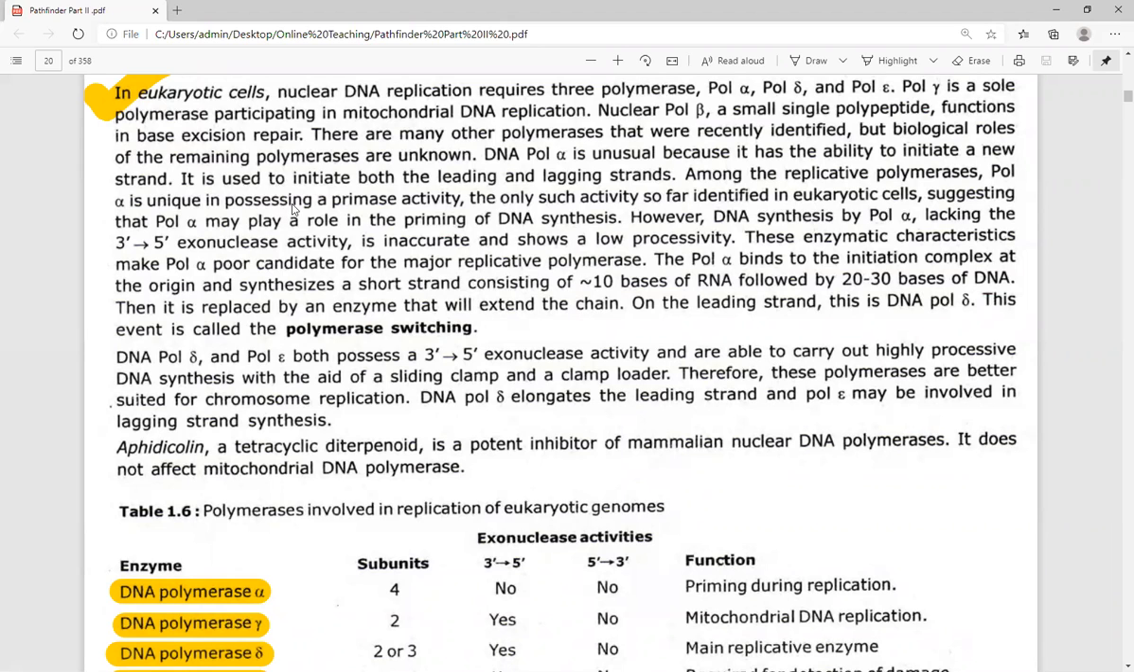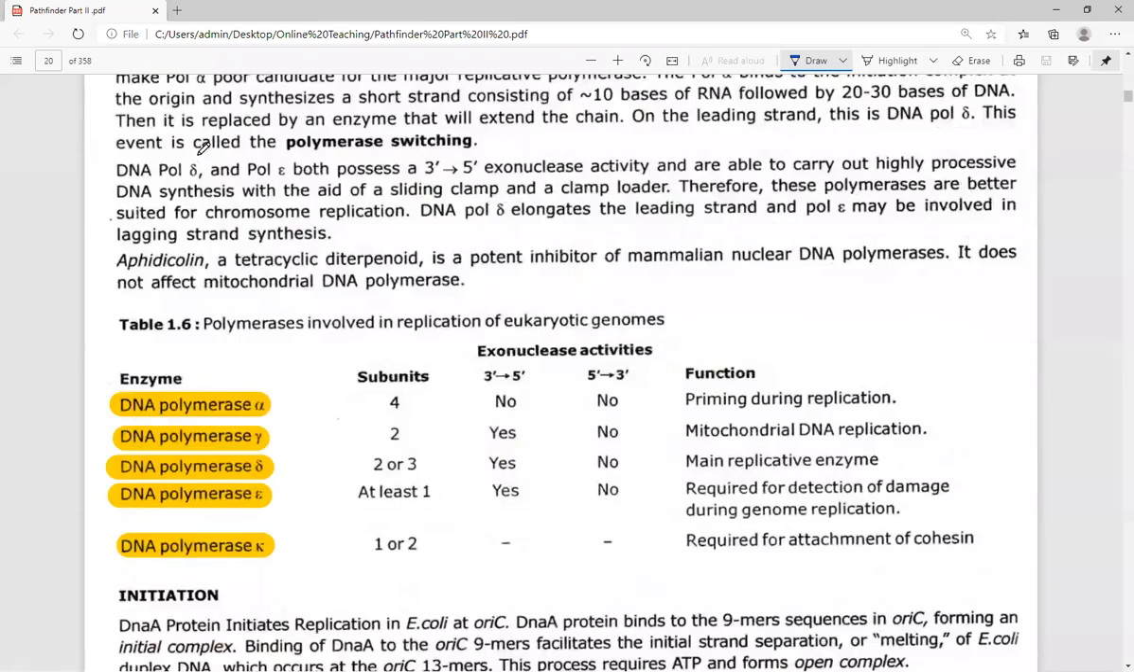In this video tutorial, we will be talking about the eukaryotic cell, what this eukaryotic cell is, and how the process of DNA replication takes place in the case of a eukaryotic cell. As you know, a eukaryotic cell is completely different compared to the prokaryotic cell.